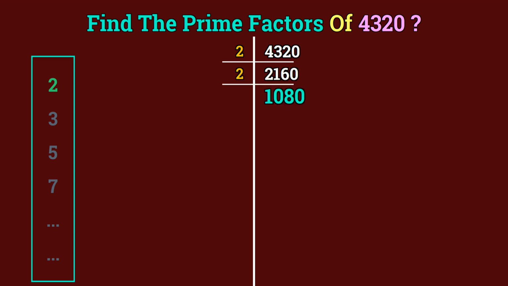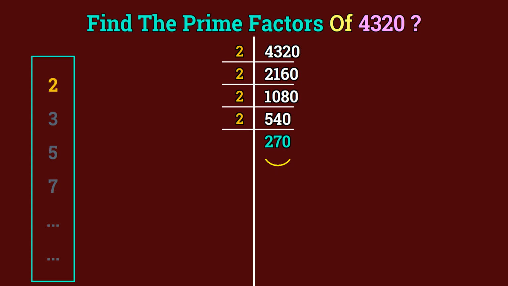Dividing 1080 by 2, which equals 540. Dividing 540 by 2, which equals 270. So 540 divided by 2 equals 270.